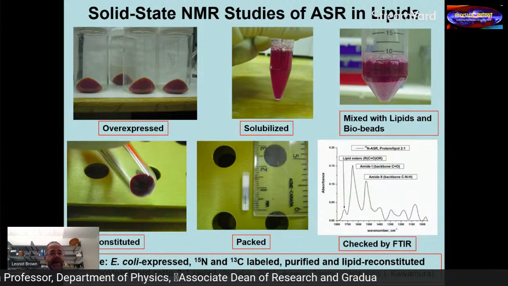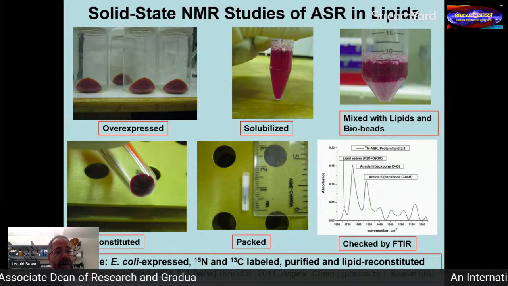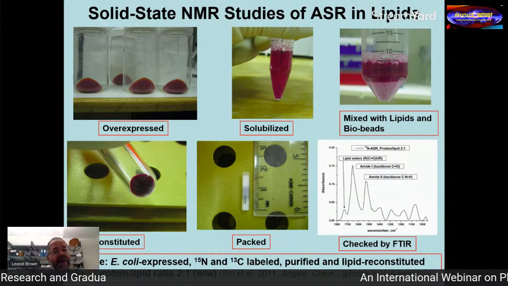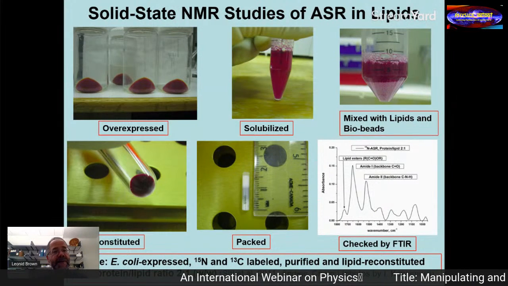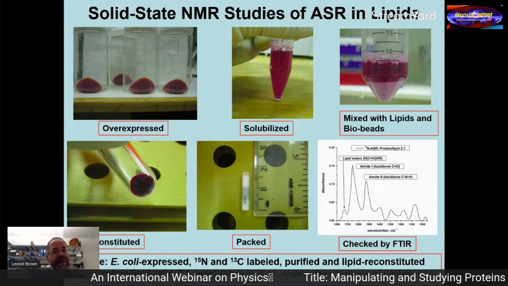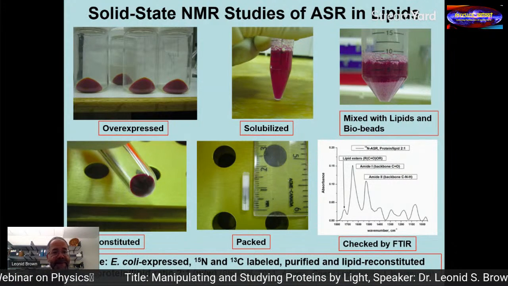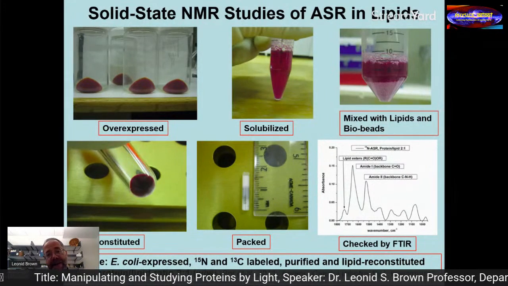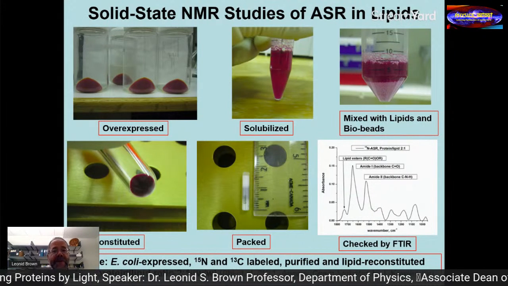So here is how it looks. A picture is better than 1,000 words, as you know. So these are bacteria in which we grow this rhodopsin. These are E. coli. They look beautiful, right? They're colored because they have lots of rhodopsin. Then we break the membrane, use detergent to break them, and this is our protein in detergent.